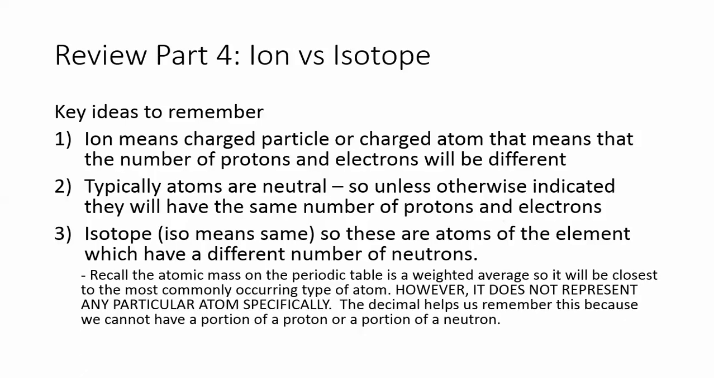Recall that the atomic mass on the periodic table is a weighted average. So it will be closest to the most commonly occurring type of atom. However, it does not represent any particular atom specifically. The decimal helps us to remember this because we can't have a fraction or a decimal of a proton or a neutron. We've talked about not having halves of objects like this. You can't have half a proton or a tenth of a proton. It doesn't make any sense.